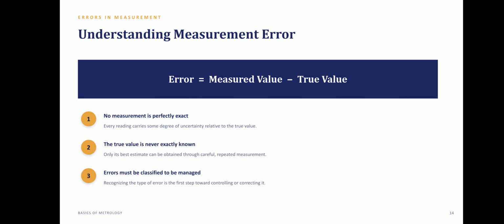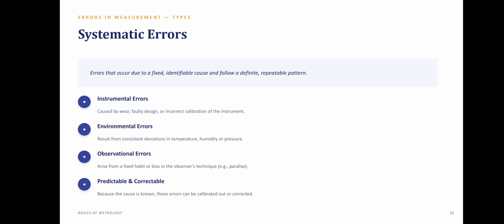The first point is that no measurement is perfectly exact. Every reading carries some degree of uncertainty related to the true value. The true value is never exactly known. Only its best estimate can be obtained through careful repeated measurement. So the errors must be classified to be managed. Recognizing the type of error is the first step toward controlling or correcting it.